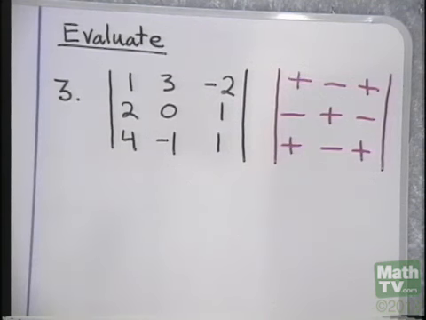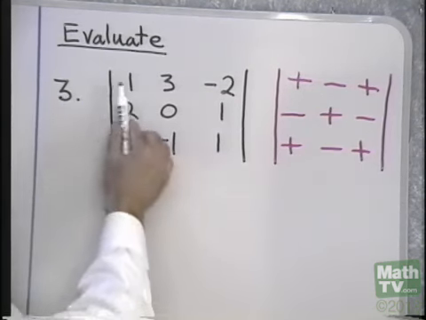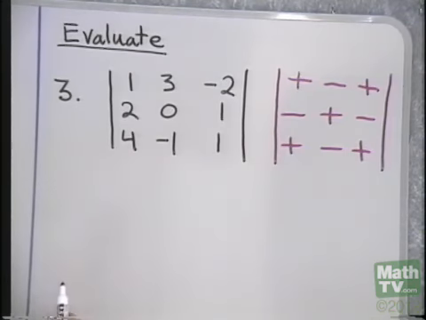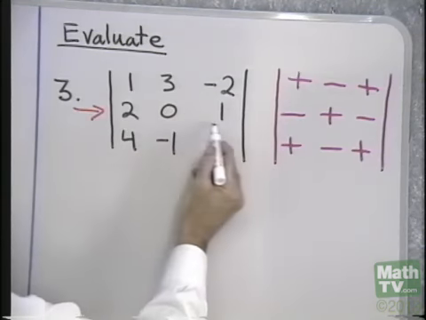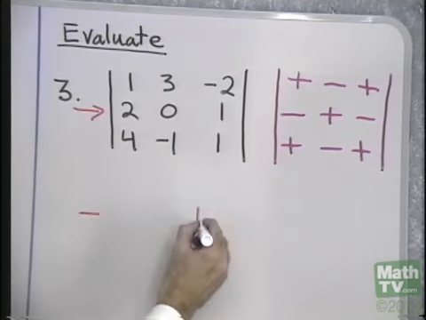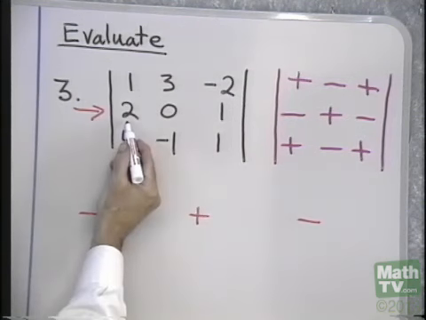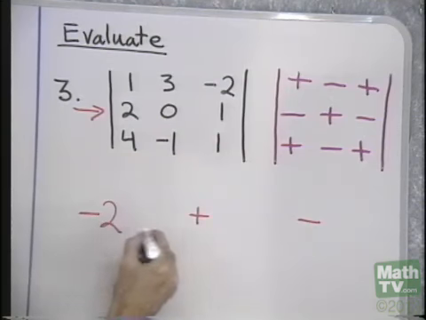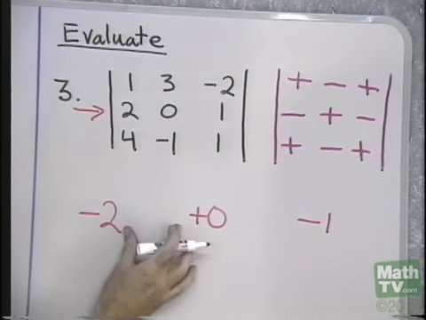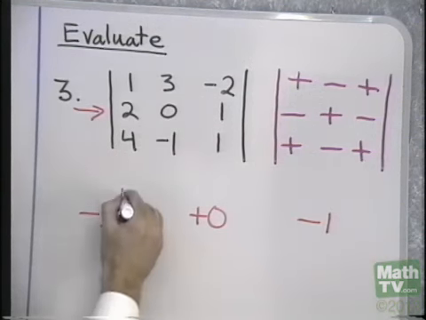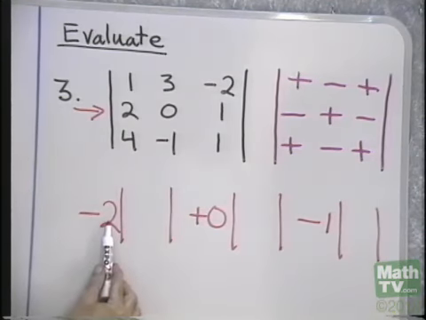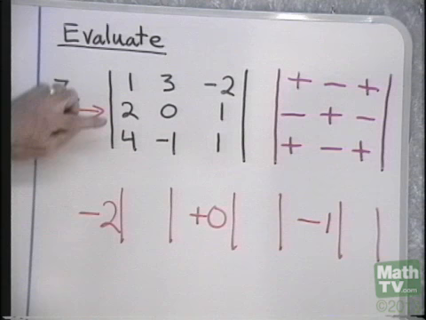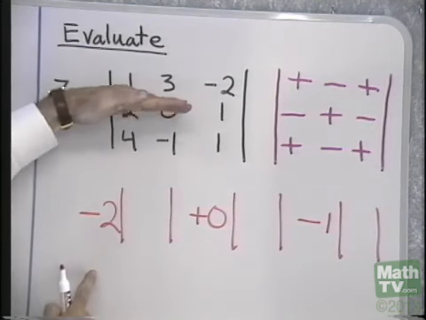Now, once we have this sign array, then what we can do is pick any row or column in this determinant to expand across. Let's pick row number 2. So what I do is I go over to the sign array, and I pick the signs that are in the same row as the row I'm expanding across. So minus, plus, minus. Then after each one of those, I write down the numbers in this row, 2, 0, and 1. Now each of these is multiplied by a 2 by 2 determinant, and that 2 by 2 determinant is the determinant I get when I cross out the row and column that that specific number is in.